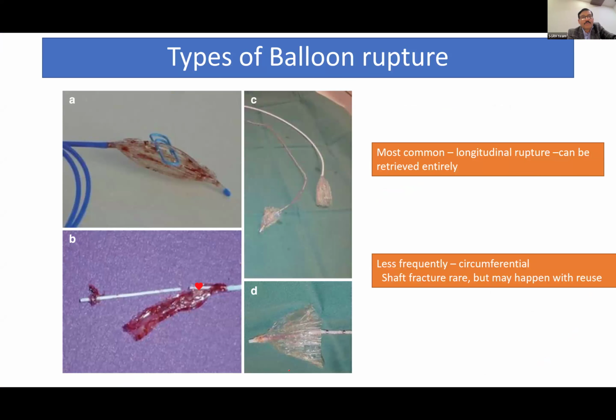Types of balloon rupture. This is longitudinal segment rupture. Most common longitudinal rupture can be retrieved entirely. We know this, we have all seen this. But these types of rupture, where one part has a circumferential rupture, are uncommon but possible, and these fragments can stay inside. How to take this out? We have to learn. Let's see how you take these fragments out.